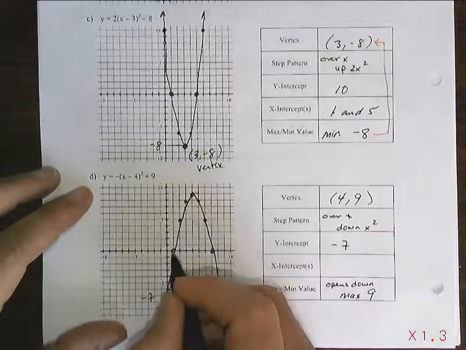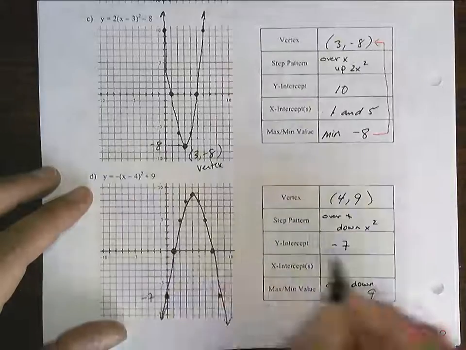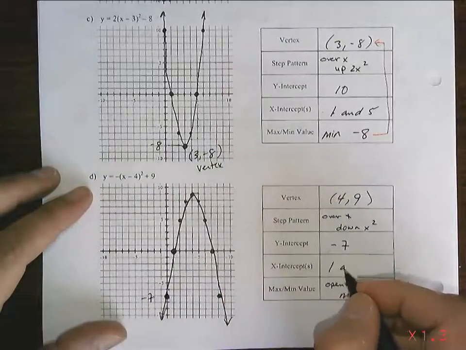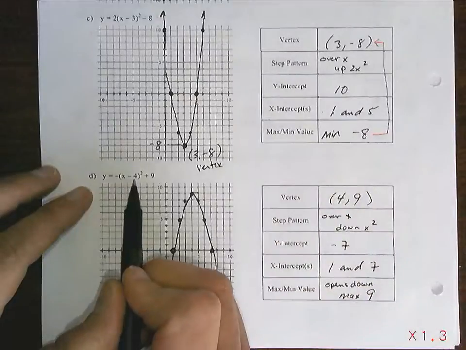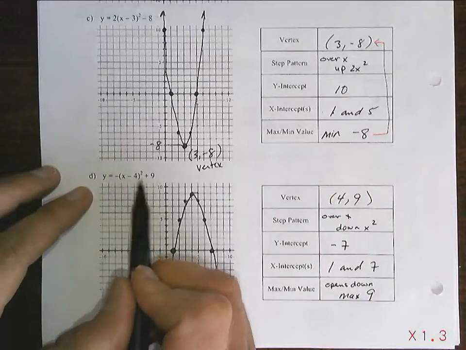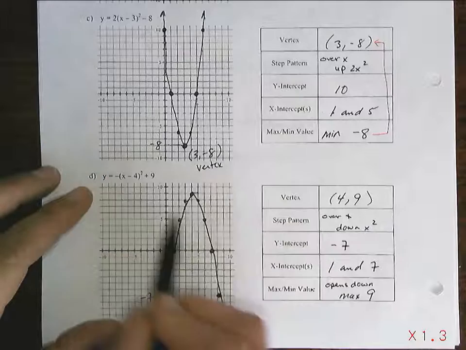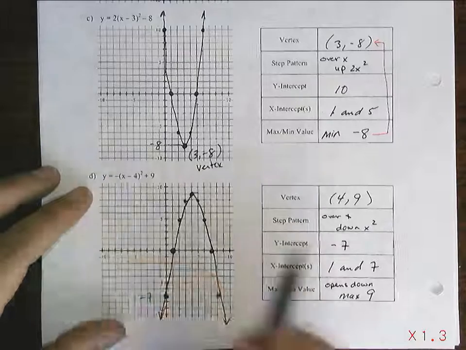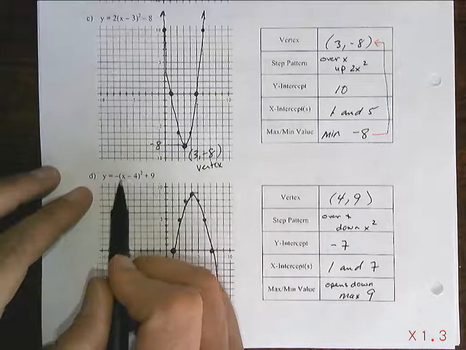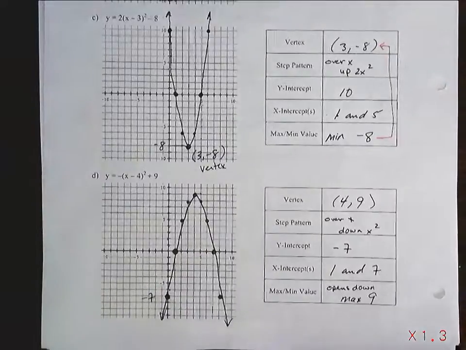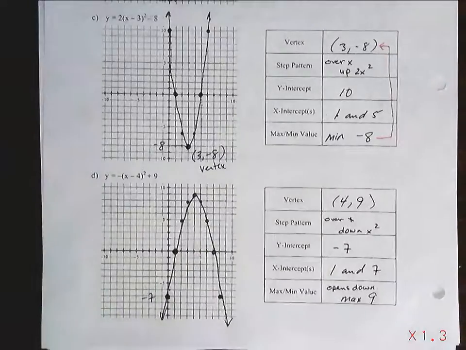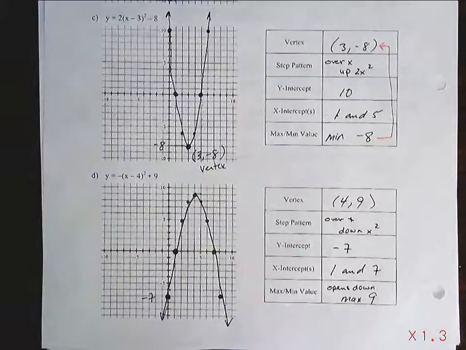What are my x-intercepts? Well, it looks like it's 1 and 7. Let's make sure. Plug in 1. Negative 3 squared is 9. Negative 9 plus 9 is 0. 7 subtract 4 is 3. 3 squared is 9. And again, we get 0. So this is grand. Everything is good, and that's the end of that sheet. Make sure that you can do this work because you're going to be tested and quizzed on questions like this.